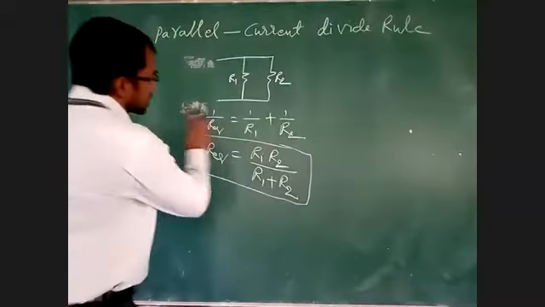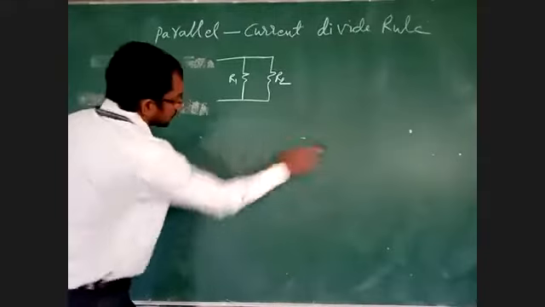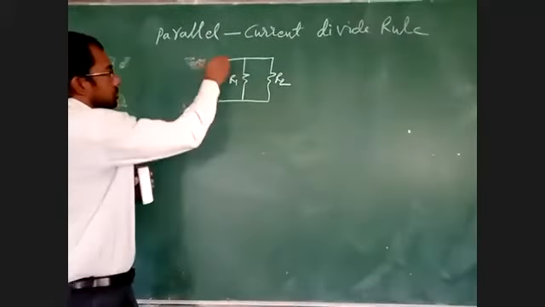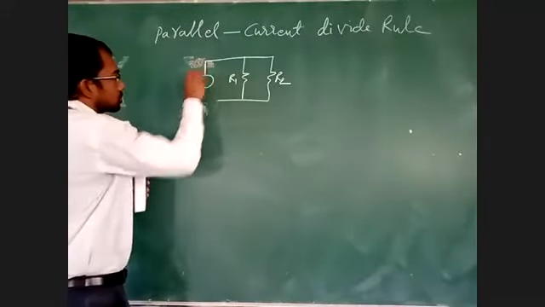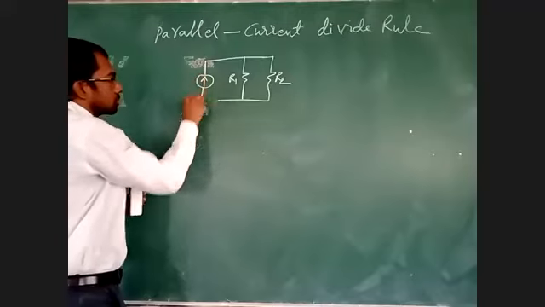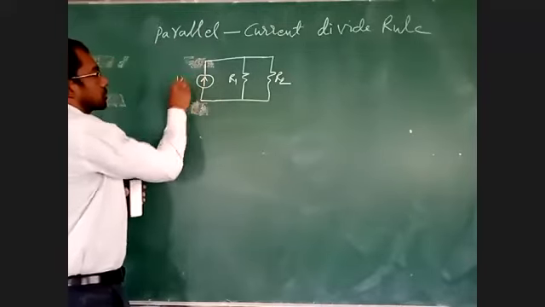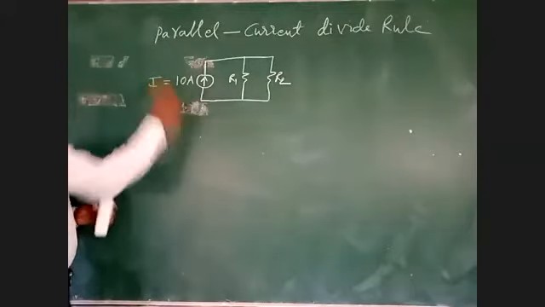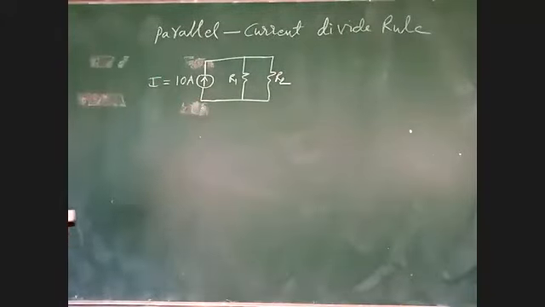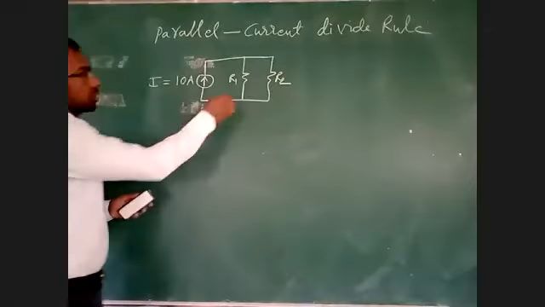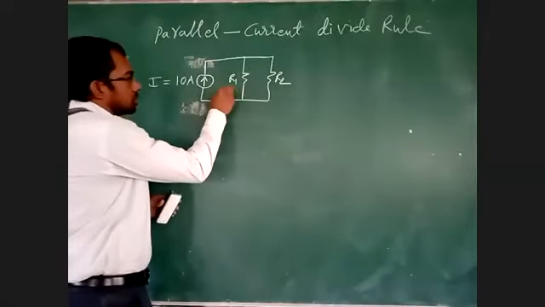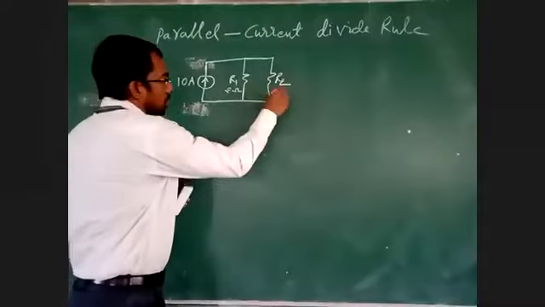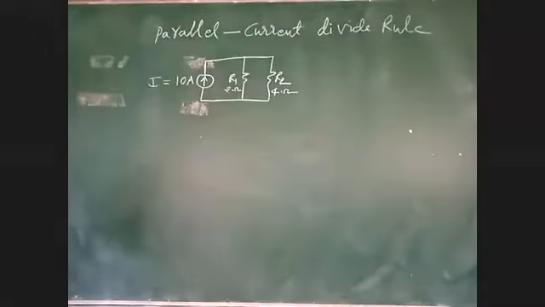Now let us take an example. I am taking 10 ampere total current. Let us take R1 is equal to 2 ohms, R2 is equal to 4 ohms. Draw this circuit diagram.